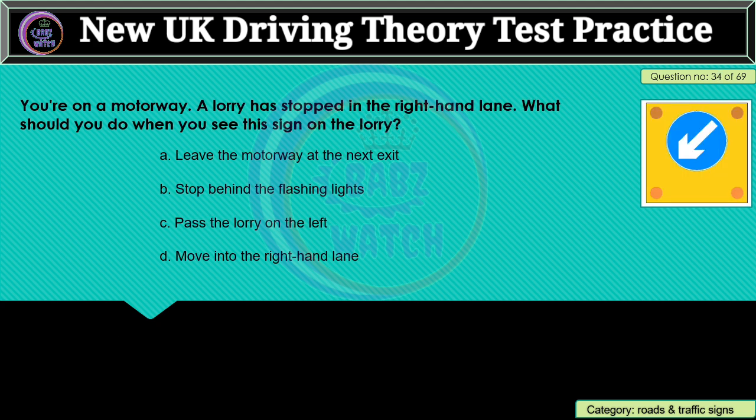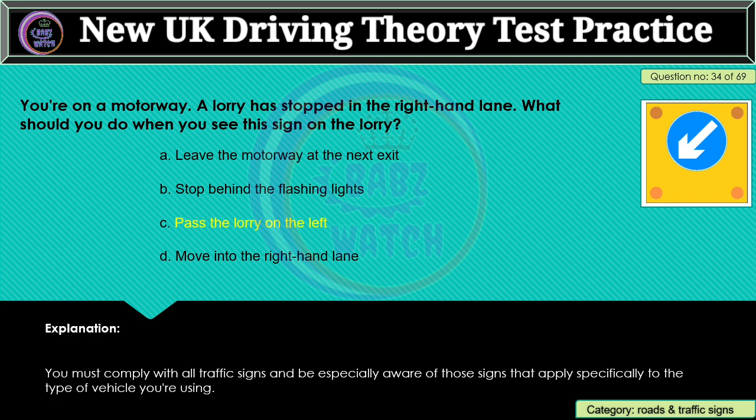Question 34 of 69. You're on a motorway. A lorry has stopped in the right-hand lane. What should you do when you see this sign on the lorry? A. Leave the motorway at the next exit. B. Stop behind the flashing lights. C. Pass the lorry on the left. D. Move into the right-hand lane. The correct answer is C.